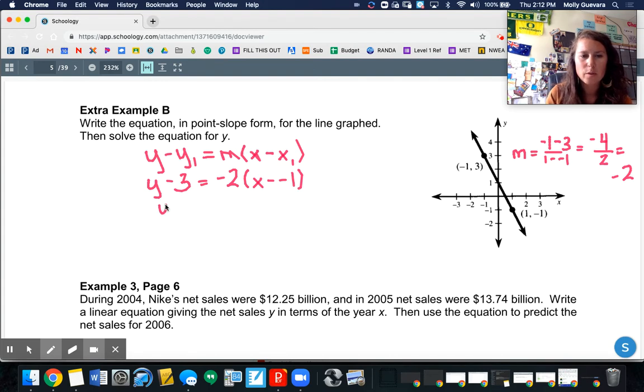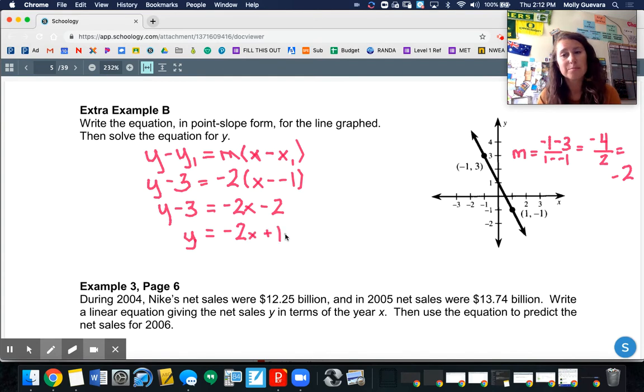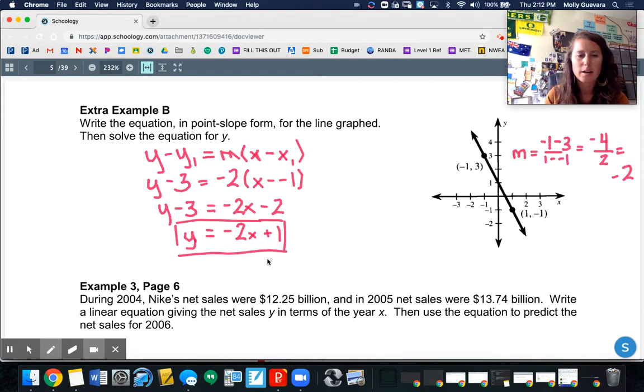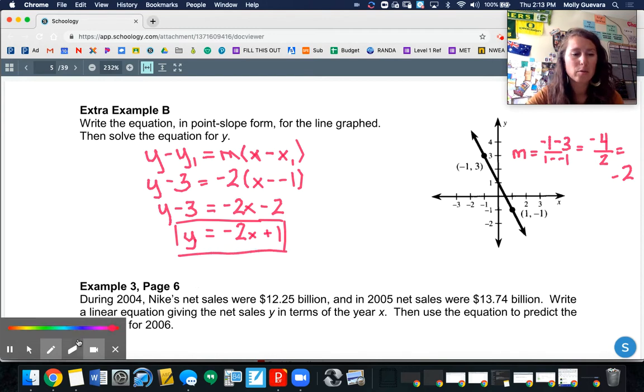And then we solve. So y minus 3. I'm going to distribute this negative 2 to get me negative 2x. And then that's really a positive 1, so negative 2 times positive 1 is negative 2. And then we add 3 to the other side. So I get y equals negative 2x plus 1. That's it. Okay, so hopefully we're feeling good about it. Nice little review here. And we're going to move on to example 3.